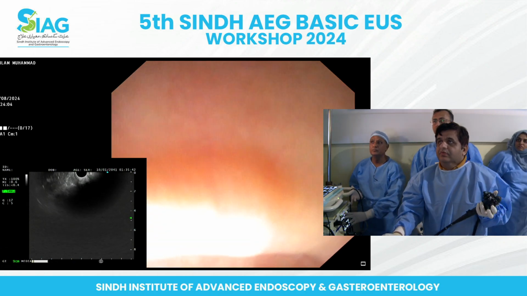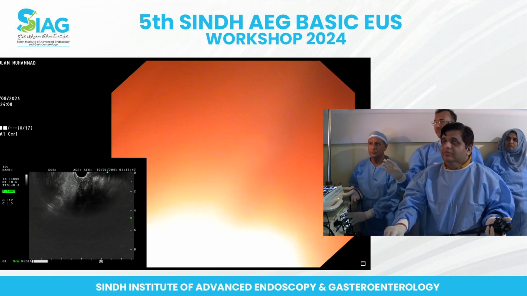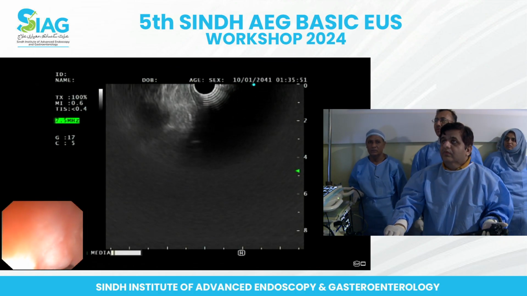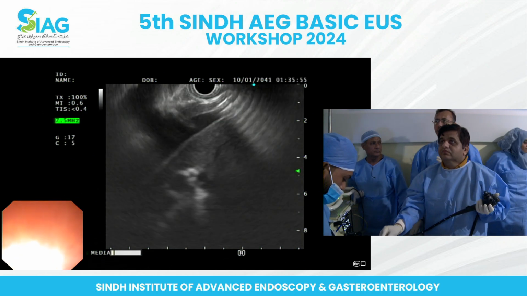So we are at the EG junction, we have started to see the left lobe of the liver. So once you've seen the left lobe of the liver, yes, EUS image. Now we can see the left lobe of the liver. So try to, now, are you happy with the left lobe of the liver?